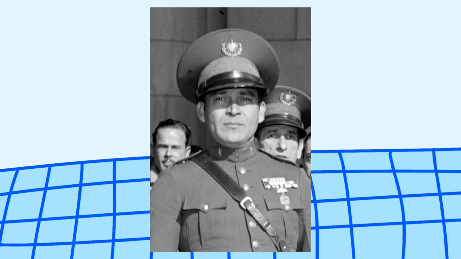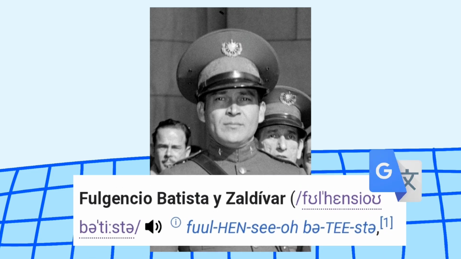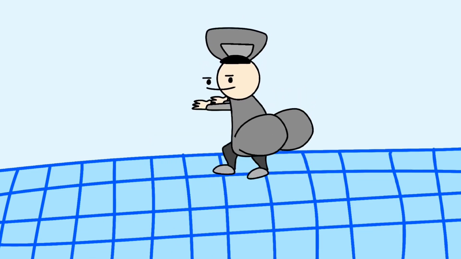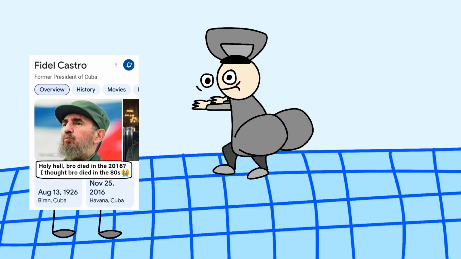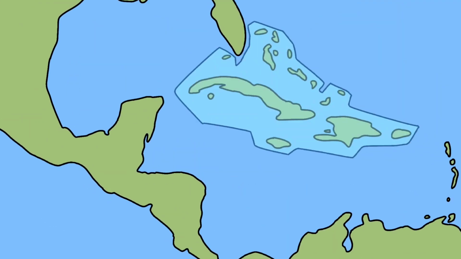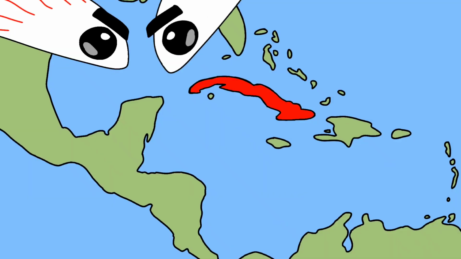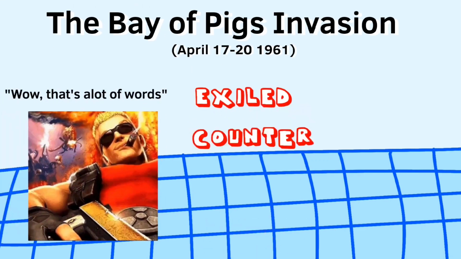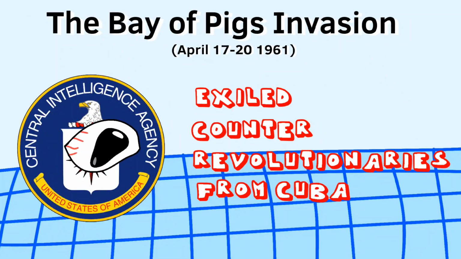Cuba in the 1960s would play a very vital role in the near destruction of the entire world. You see, there was this guy, Fulgencio Batista. He was the former dictator of Cuba, but was overthrown in 1959 by Fidel Castro, who would establish a communist regime right outside the United States' back door of the Caribbean. Safe to say the United States wasn't really happy about this, so they immediately started training exiled counter-revolutionaries from Cuba, which were overseen by the CIA.